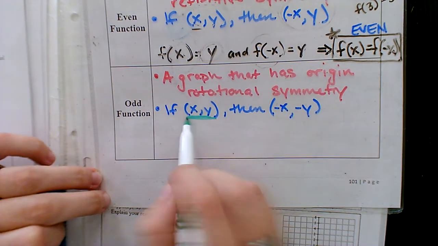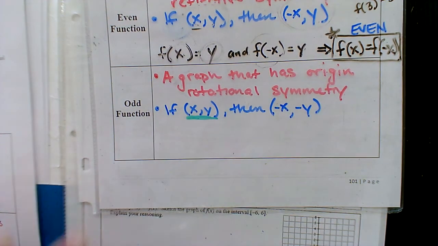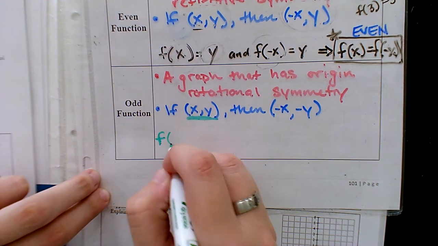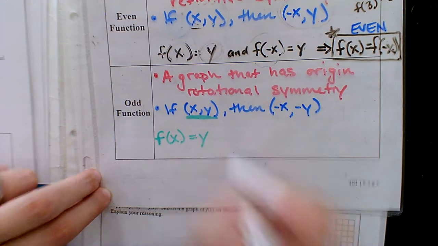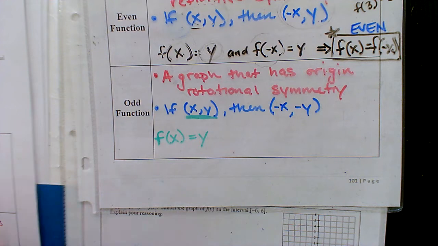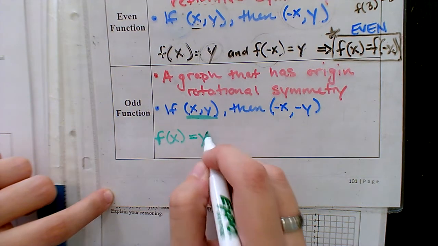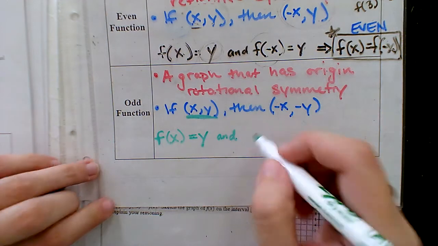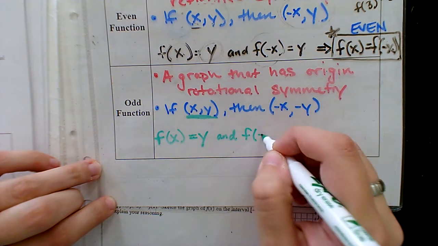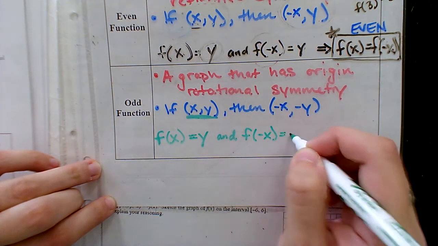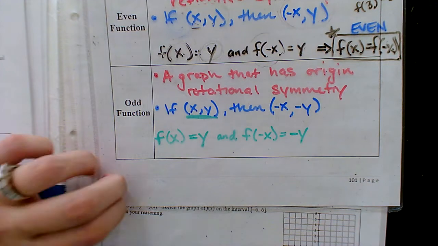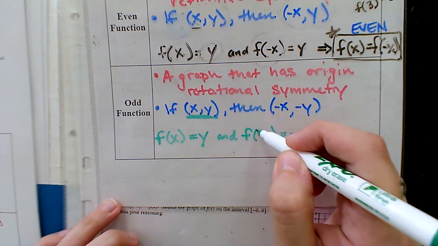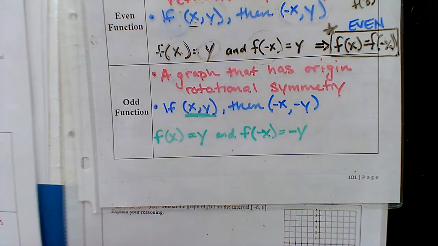Okay, we're going to try to do the same thing for the odd values down below. If this is our ordered pair, we should be able to write it in function notation. We'd have f of x equals y. We should also be able to write the other ordered pair: f of negative x equals negative y. Is that not bright enough for you guys? Can we see that?